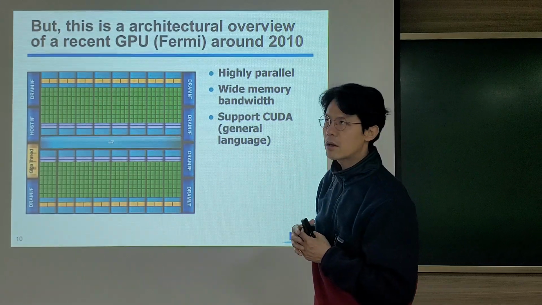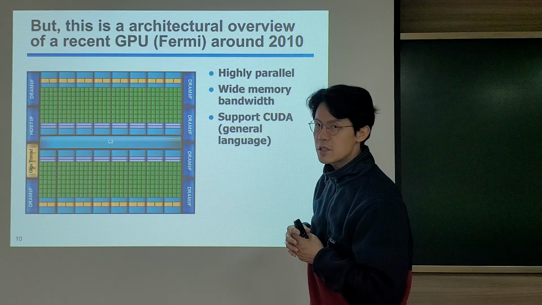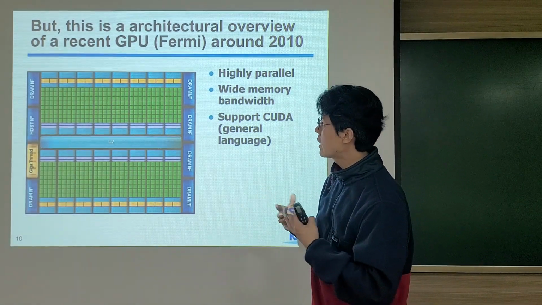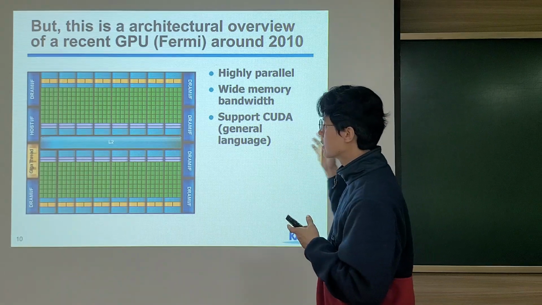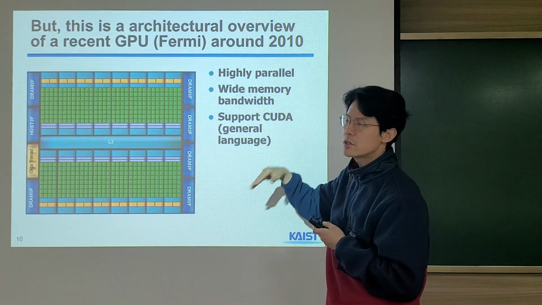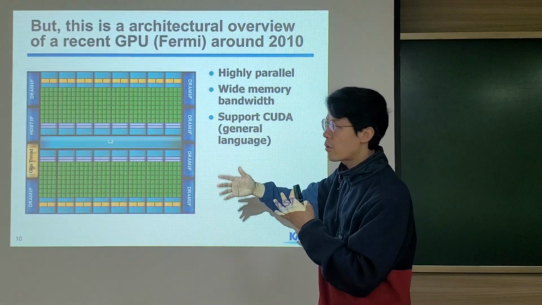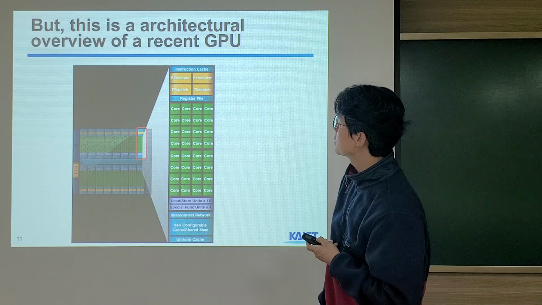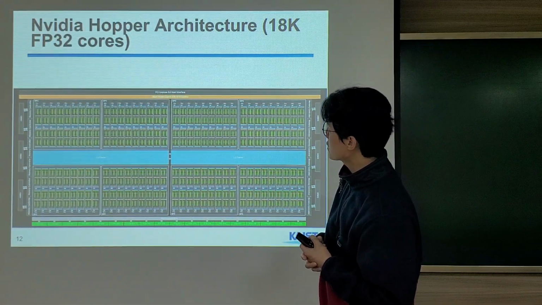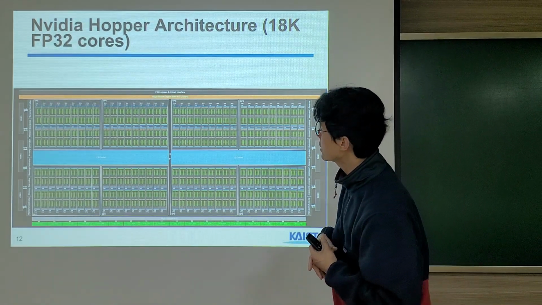So you might have heard about HBM, a very hot topic recently, to provide lots of data from the memory side to the GPU. Also, it supports CUDA, the general language, to run programs within the GPU. And this is the NVIDIA Hopper architecture, one of the recent GPU architectures.